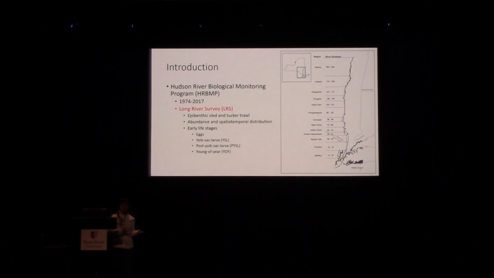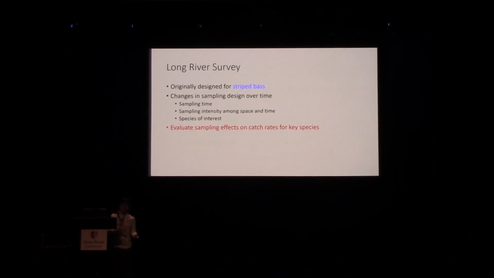Two gears were used in the survey. Epibenthic sled and tucker trawl were used to target early life stages, including eggs, larvae, and juveniles. The Longer survey was originally designed for striped bass, but over time the species of interest changed.